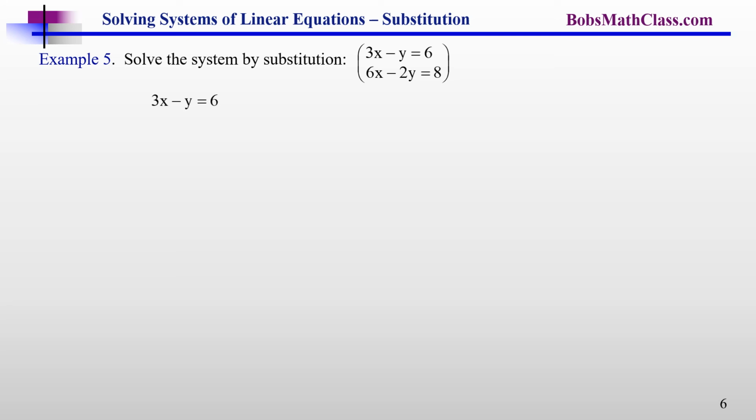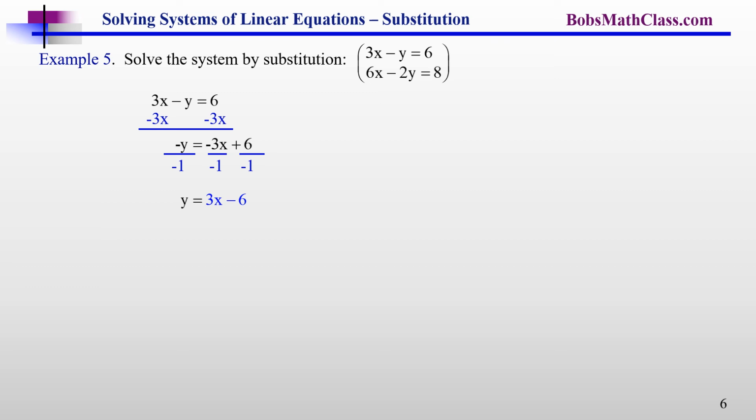All right, let's take the top row. That looks like the easiest, right? And let's get y by itself. This one's a cool one. It's going to be a little different. Subtract 3x on both sides. Oh, we still got that negative. How do we get rid of the negative? Right, we divide all of them by negative 1. So we got y equals 3x minus 6.